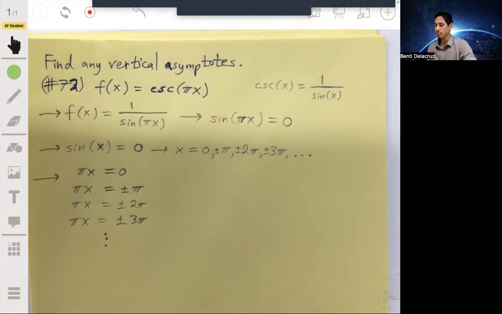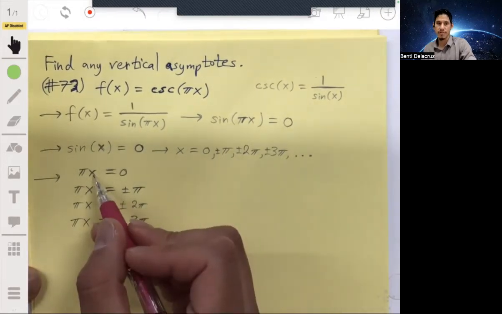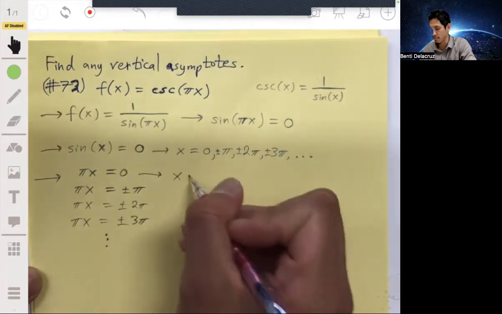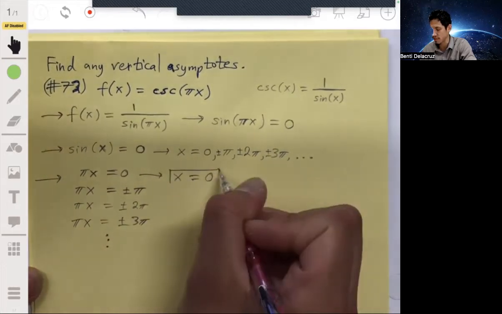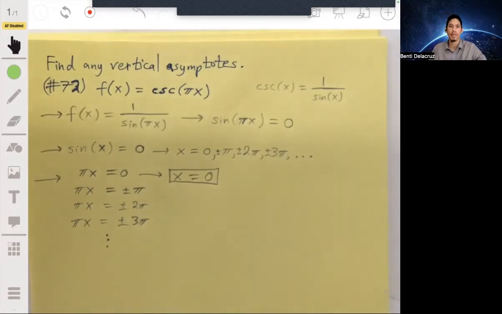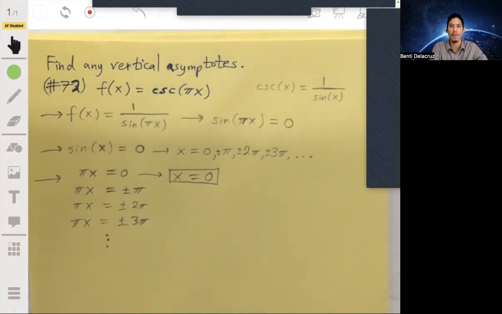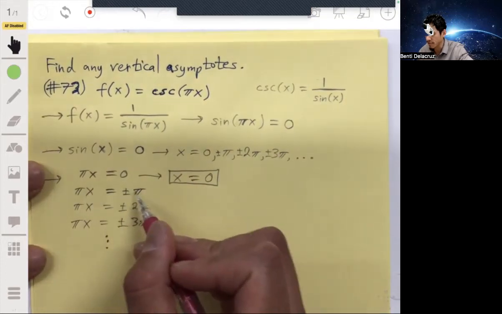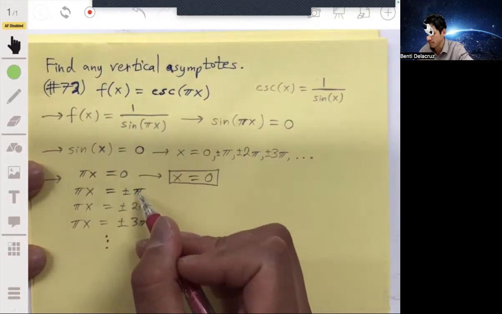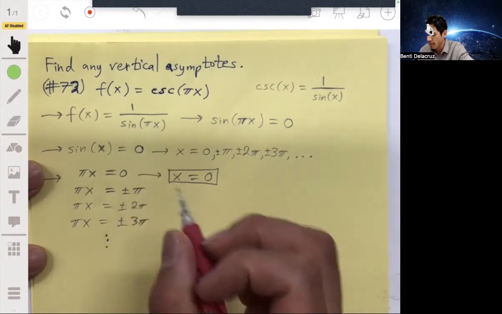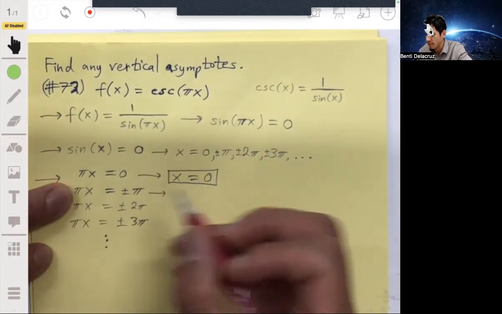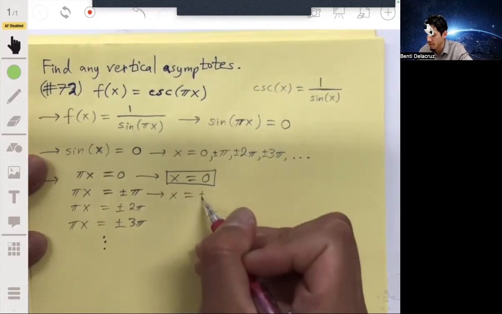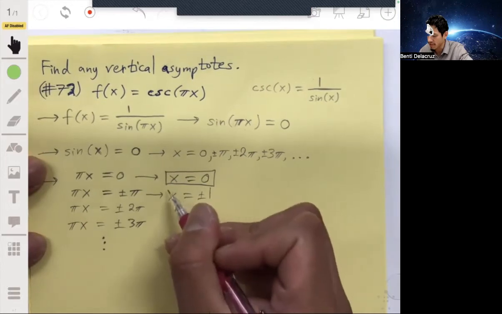So let's first work with this first one. Pi times what number equals 0? Well, this will be that x is 0. That's pretty obvious. So that's one solution. Now, let's look at the next one. When is pi x equal to positive and negative pi? Remember, pi is the same as just 1 pi. So pi x is equal to positive and negative pi when x is positive and negative 1. So when x is plus minus 1. That's another solution.